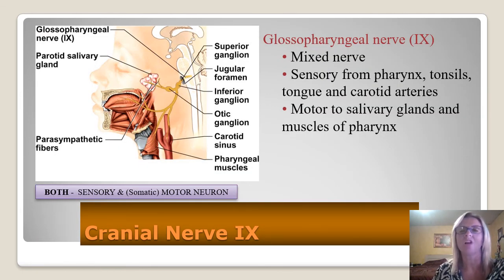This is the glossopharyngeal nerve. It is mixed. Glosso means tongue or speech. And so this is associated with the tongue and the pharynx. It's a mixed nerve that innervates or supplies the salivary glands and muscles in the pharynx associated with swallowing. So damage here could give you some issues with swallowing.